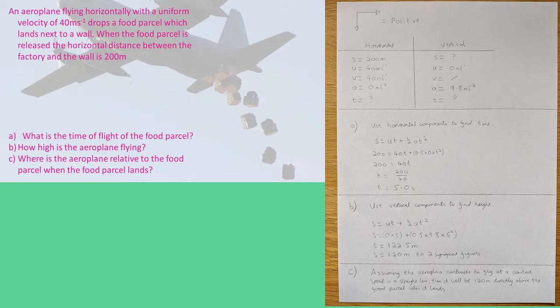If we assume the aeroplane continues to fly at a constant speed in a straight line, then it will be 120 meters directly above the food parcel when it lands, because the food parcel and the plane have the same horizontal velocity. So the aeroplane will be directly above the food parcel when it lands next to the wall.